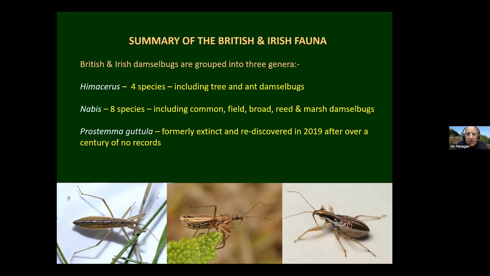So there are British and Irish damsel bugs grouped into these three genera: Himacerus, including the tree and ant damsel bugs, and Nabis, which comprises 8 species. These are the most commonly encountered damsel bugs. But Himacerus is quite common as well, except for one. And then we have Prostemma gutula, which is quite an exceptional damsel bug here, formerly extinct and rediscovered in 2019 after over a century with no records. I'll talk a little bit more about Prostemma in a short while.